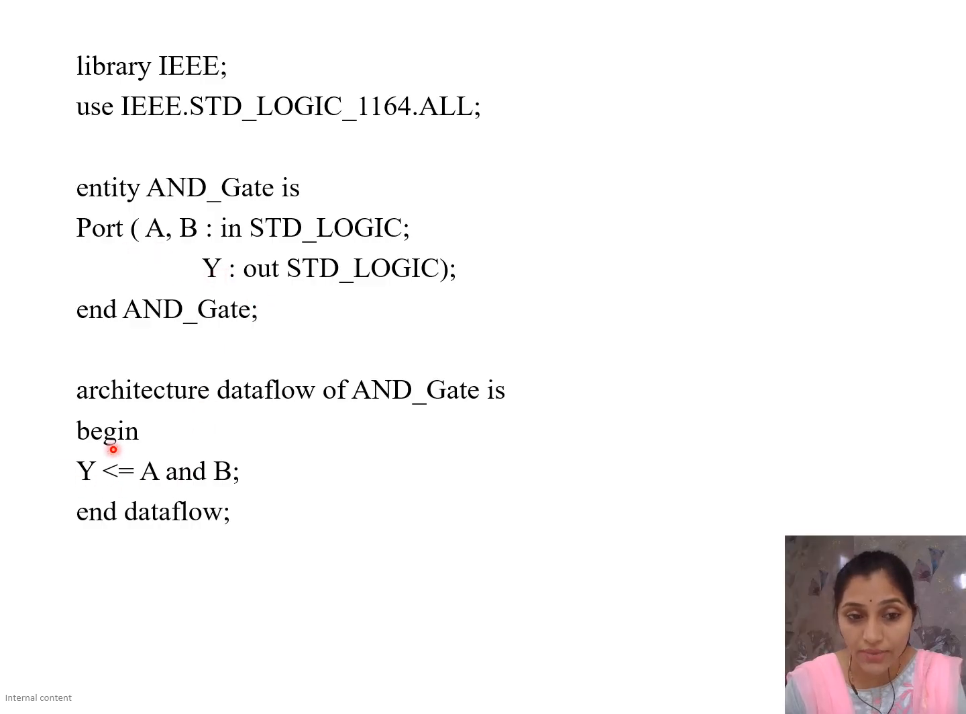So here, begin, and then Y is assigned A and B. It means it will AND the value of A with the value of B. If both are 0, so A and B are 0 0, the output will be 0. In this way it will assign a value to Y. This arrow is called the assignment operator.